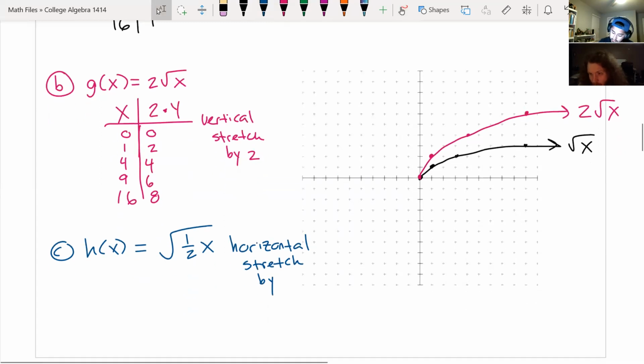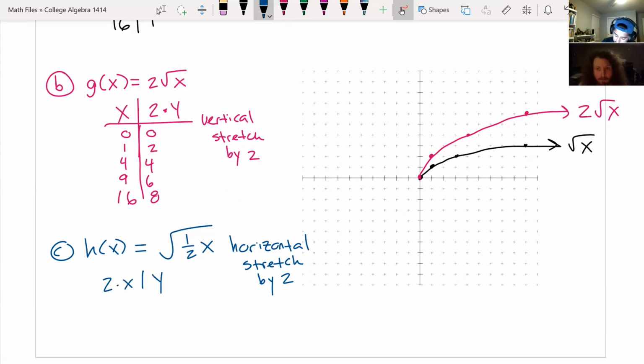Is it 2? 2. Good. By 2. Because no matter what number's inside, you're always going to multiply by the reciprocal. Which means I'm going to rewrite it to show the transformations. It's going to be 2 times x, and our y values will stay the same.